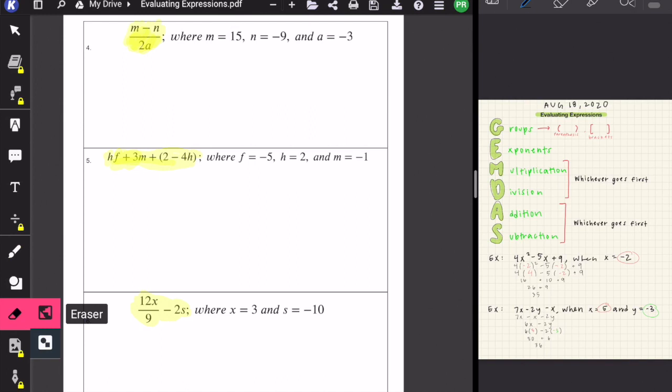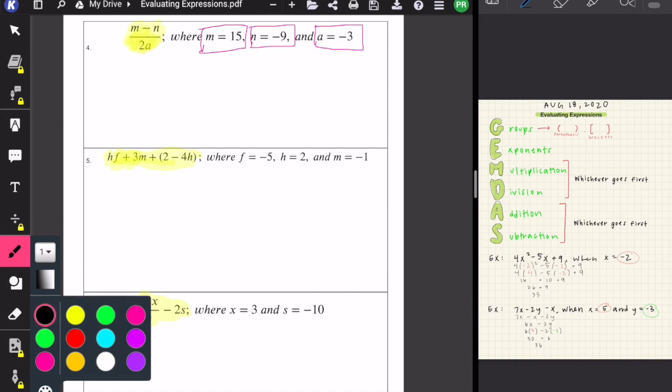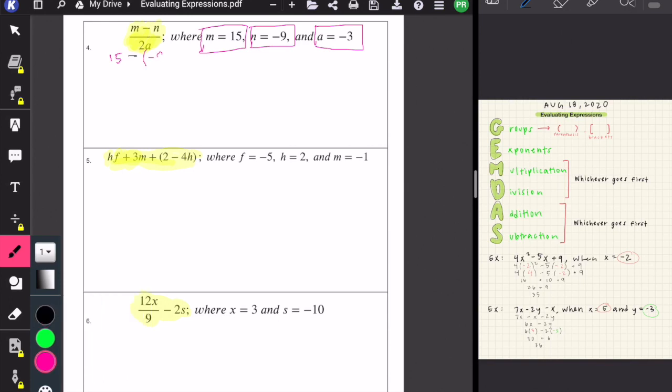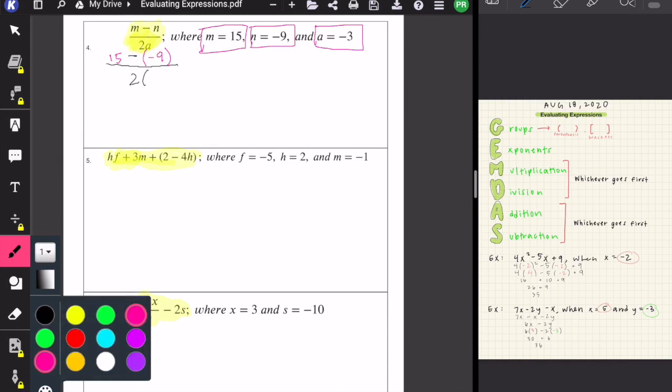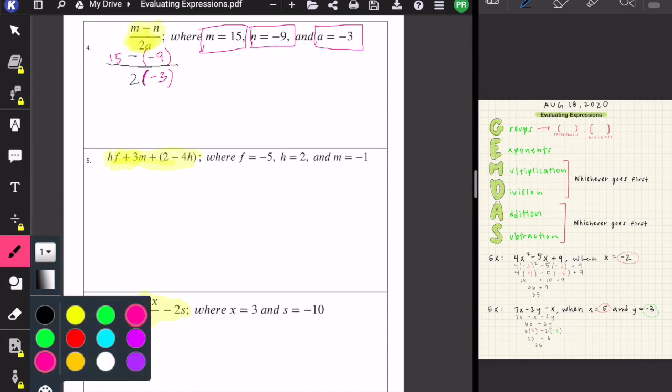Oh man, I really don't like how it doesn't work that well. Okay, m equals 15, n equals -9, a equals -3. I got 3 variables to plug in. Now I have m, which is 15, and then I have the minus sign, n is -9, minus -9, all over 2 times a. A is -3. -3. Okay, so now I'm going to simplify. Make life more simple. Simplify.